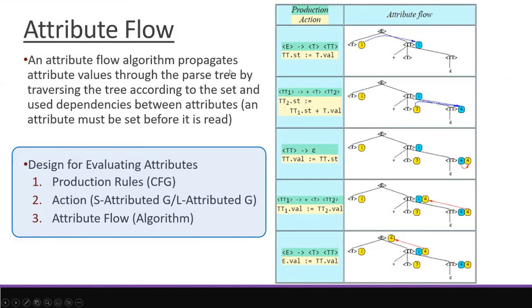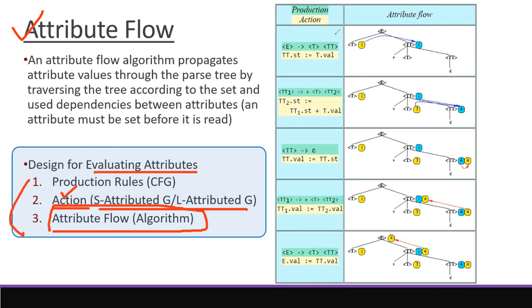So basically, we do know there are two types of attribute, but in reality, there's one more thing we need to learn that's called attribute flow. So attribute flow is how you evaluate your value. To evaluate value, you basically use your production rule and the action. Action is the action routine. For S attribute or L attribute, we call it action routine. And we also need one algorithm called attribute flow to evaluate the attributes. So these are three things required.